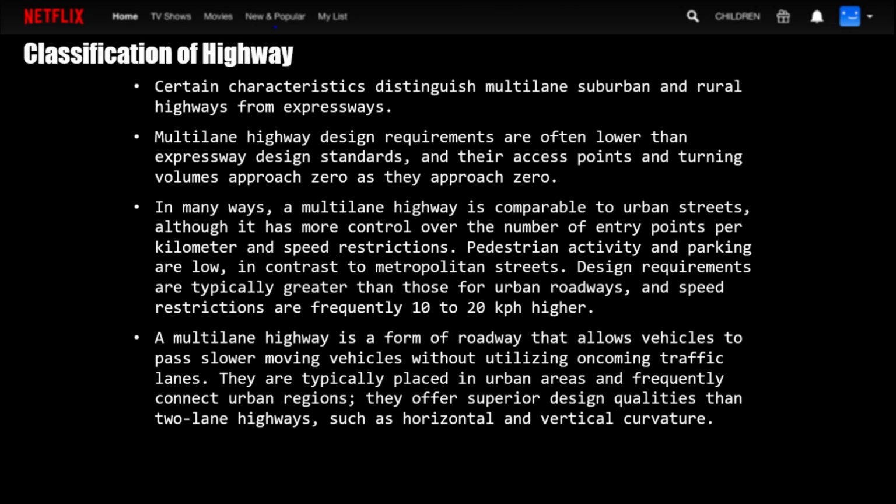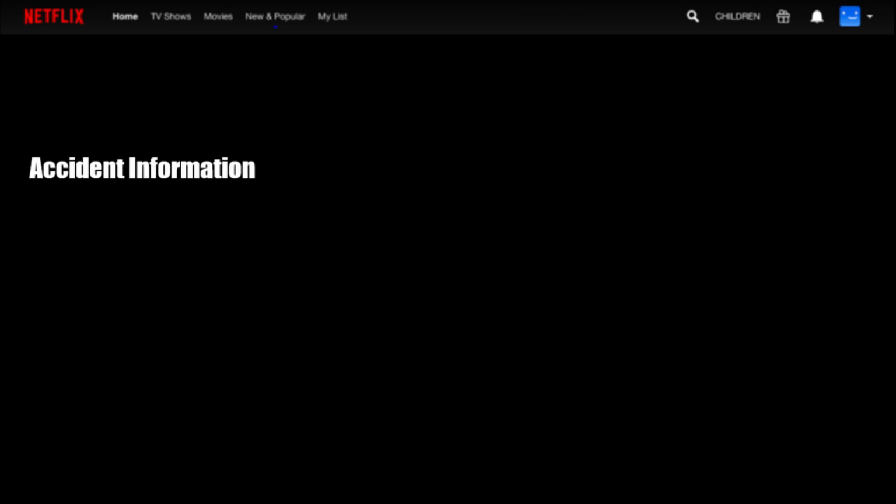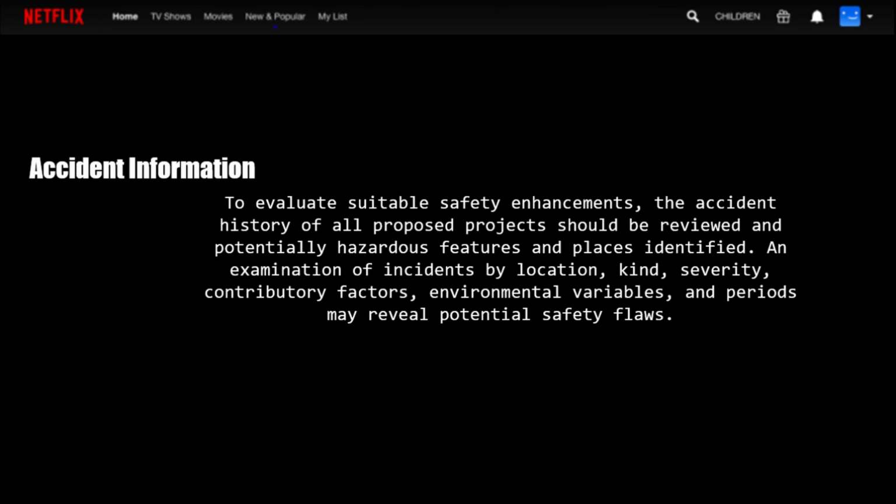As for accident information, to evaluate suitable safety enhancements, the accident history of all-purpose projects should be reviewed and potentially hazardous features and places identified. An examination of incidents by location, kind, severity, contributory factors, environmental variables, and periods may reveal potential safety flaws.